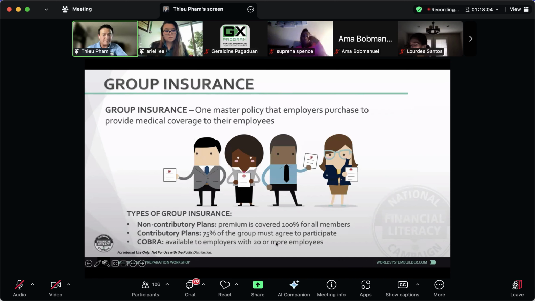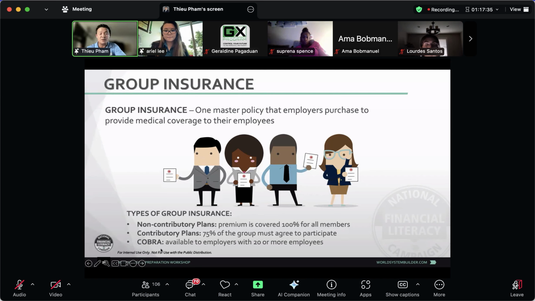Okay, all right. So we talk about group disability. Now is group insurance. Okay, on the test they'll probably ask about who will qualify and all that. One master policy that employers purchase to provide medical coverage. Okay, this is still group health insurance. Type of group insurance: on the test, they will definitely ask what the types out there are, and you have to identify which one is not.